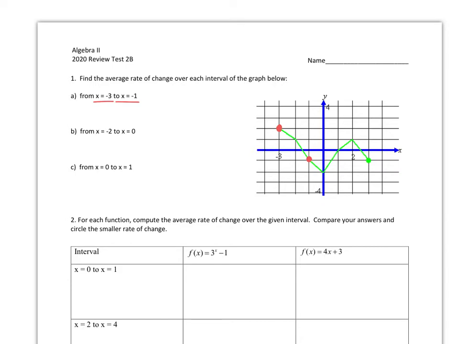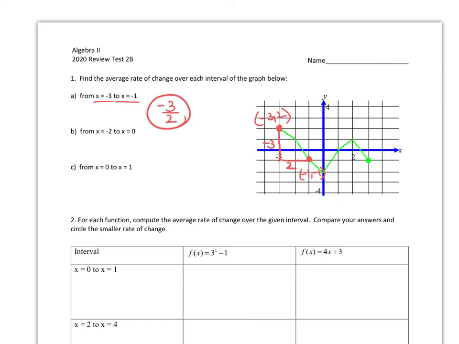Or you could use your ordered pairs of (-3, 2) and (-1, -1) and calculate slope. So whatever works best for you. If it's from a graph, I would say just do rise over run. You're going down 1, 2, 3 over 2. Or you can go through the process of finding slope, y2 minus y1 over x2 minus x1. But when you're given a graph, this is your most time efficient way.